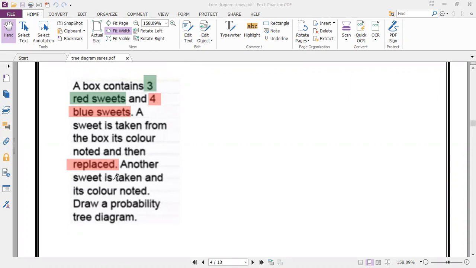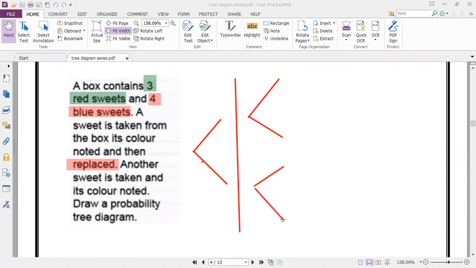Okay, let's go on. Another sweet is taken and its color noted. Draw the probability tree diagram. So, Amr, go on. We have a class of red and blue sweets. Red and blue for the first time. For the second time, you have what? Another red and blue, red and blue. Okay.